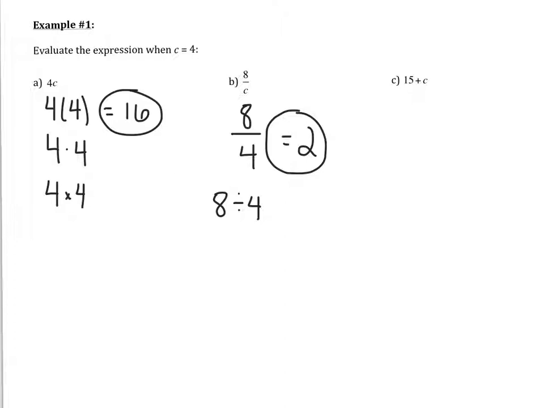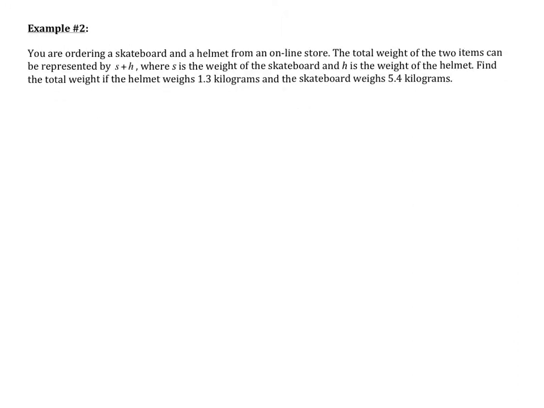Moving on to part C, we have 15 plus c. So this one's a little more straightforward. We're still going to take that c equals 4 that we were originally given, take the 4 and substitute it in for the c in our algebraic equation. So it would look like 15 plus 4, and 15 plus 4, when we simplify that, would give us 19. So 15 plus c when c equals 4 is equivalent to 19. Now let's look at example number 2.